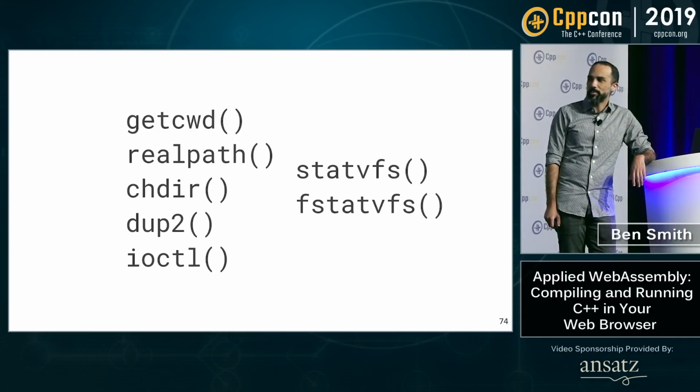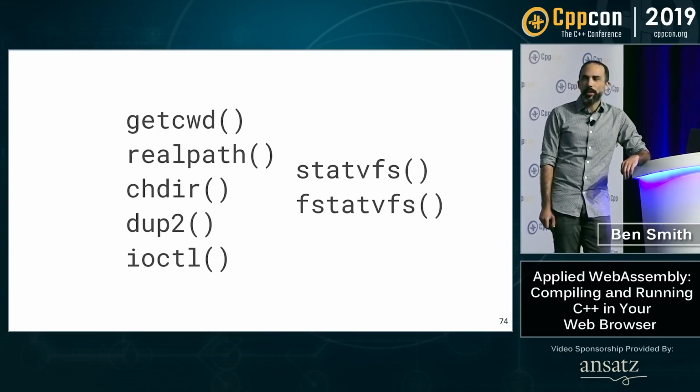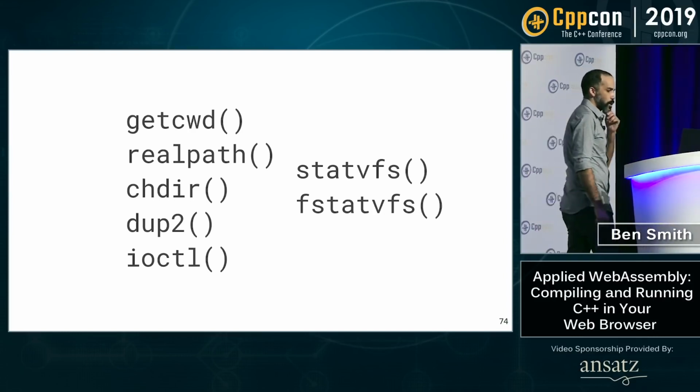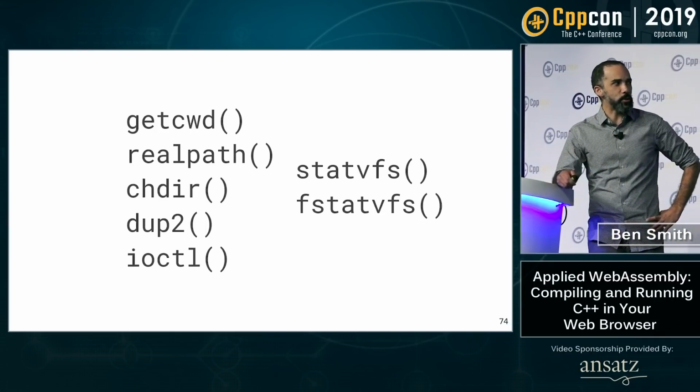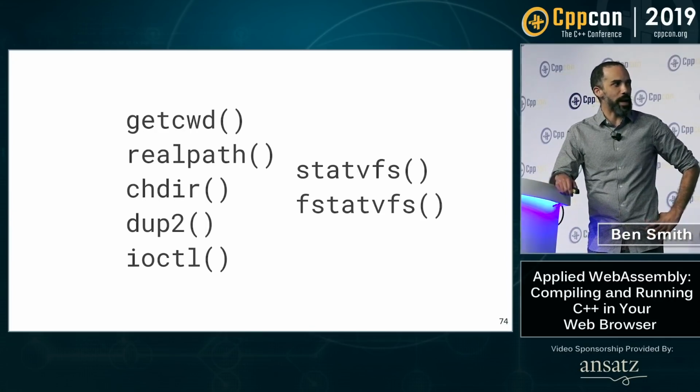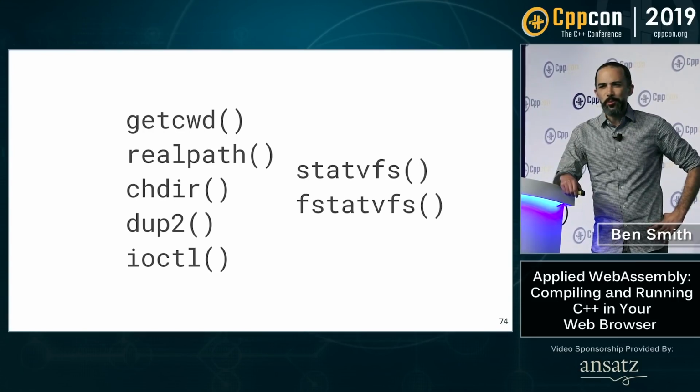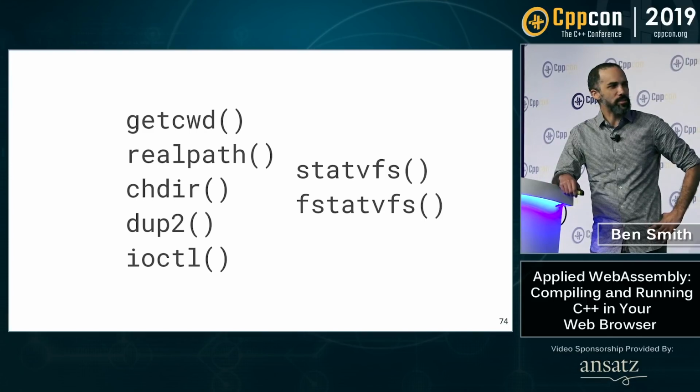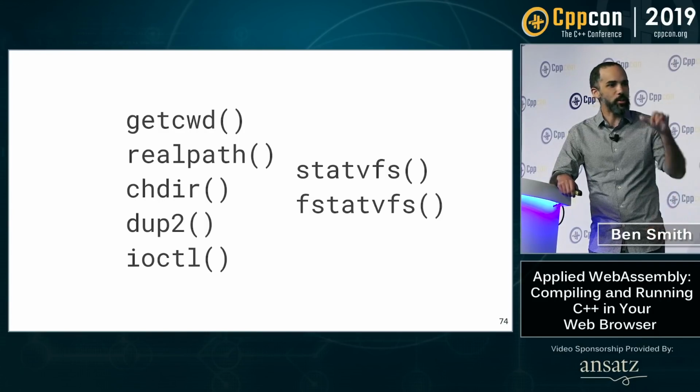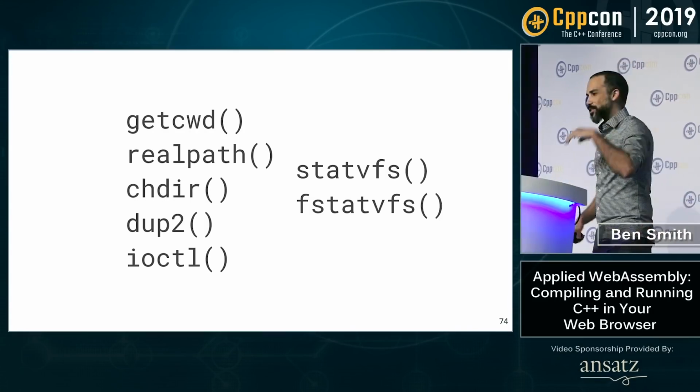And then dup2, I think that's actually a capability restriction. But again, I don't think that one was actually required. So I commented that out. And of course, ioctl is the grab bag of the POSIX functions. I think in this case, maybe it was to change the, I actually can't remember. I think it might have had something to do with changing the width of the terminal. In any case, it wasn't necessary.